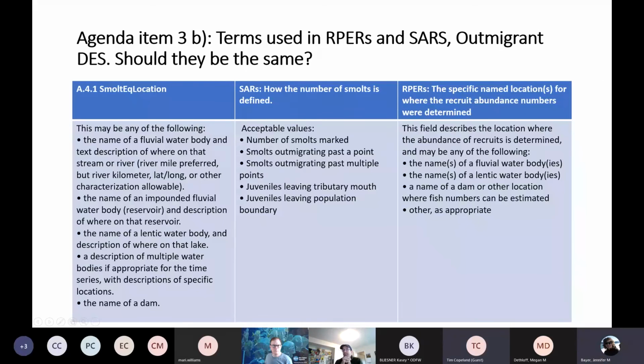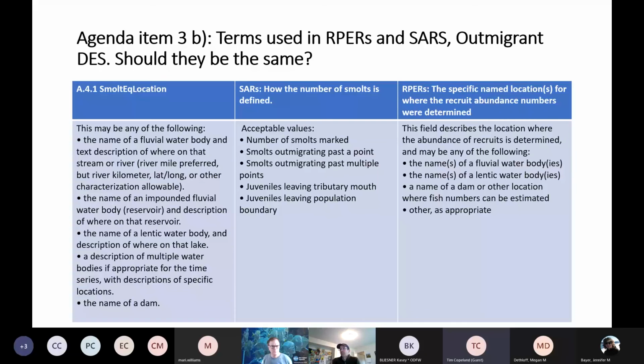It's me, apparently. There we go. The last piece that I had is agenda item 3B, terms used in recruits responders, SARS, and outmigrants DES. One of the things I noticed is that the Smolt equivalent location fields are all defined differently. So when people are entering Smolts or Smolt equivalents, how the different DESs for SARS, recruits responder, and juvenile outmigrants report or define them is different.